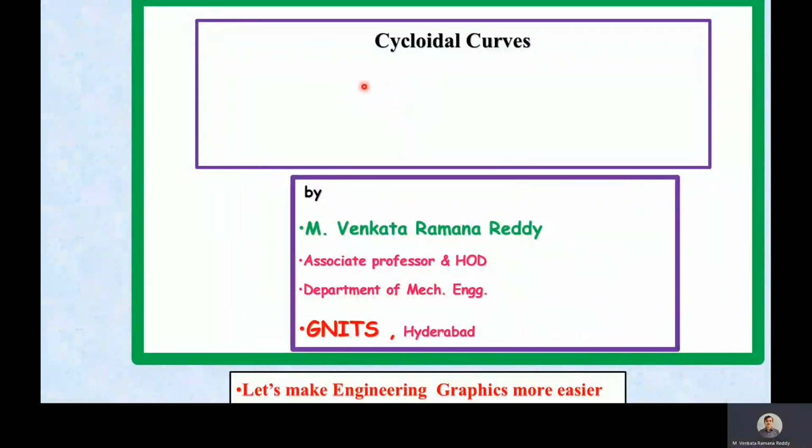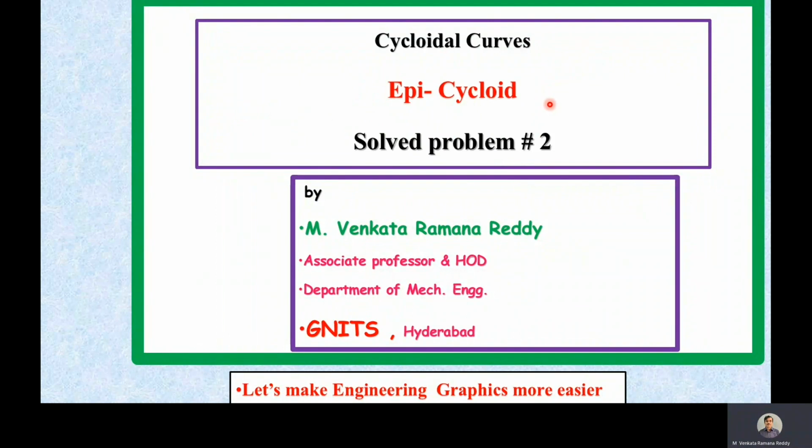Welcome to the discussion on the topic cycloidal curves. Under this, we are discussing now construction of epicycloid. This is the second problem we are discussing under cycloidal curves. Now we'll enter into the problem.